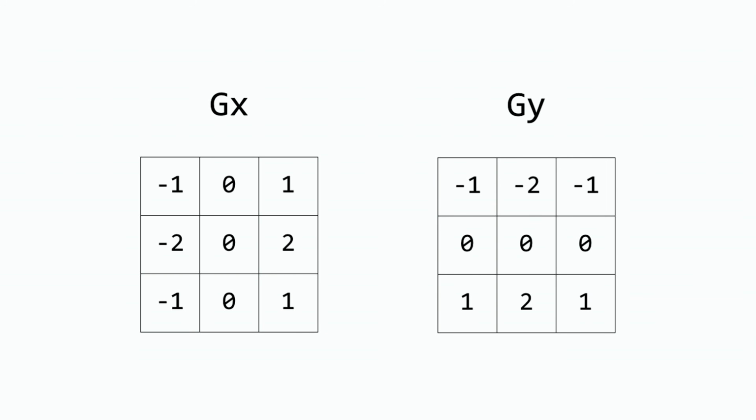And the gy matrix is going to look very similar, just rotated. Here we're going to say, take all the values in the 3 pixels below this middle pixel, and multiply them by 1, 2, and 1 respectively, and take all the values in the row of 3 pixels above this middle pixel, and multiply those by -1, -2, and -1 respectively.